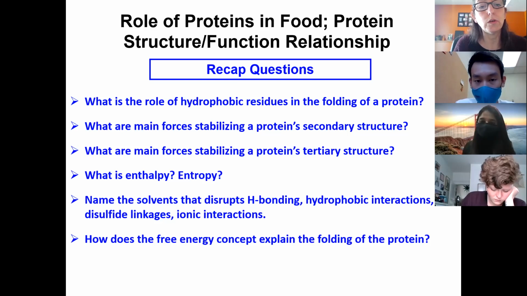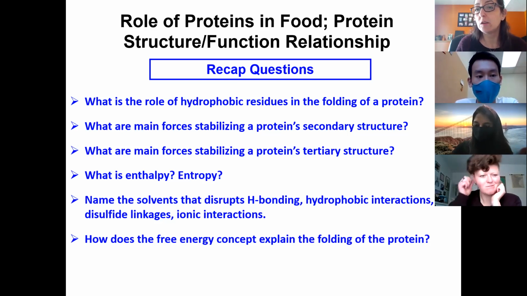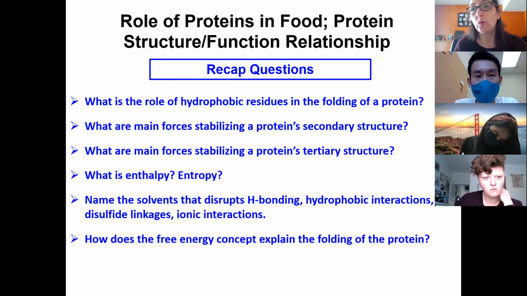Okay, so we introduced enthalpy and entropy, and I know it's not really a favorite topic, but if we want to simplify it, what's enthalpy? Heat flow. Heat flow, it's actually a heat contained. So the energy contained within a protein molecule that is stable. So whenever bonds are formed, we have contained the energy.